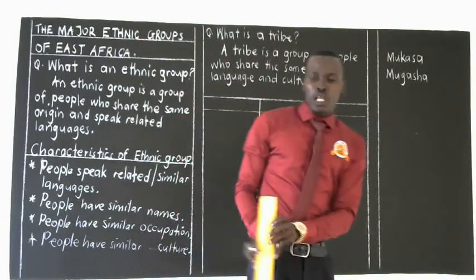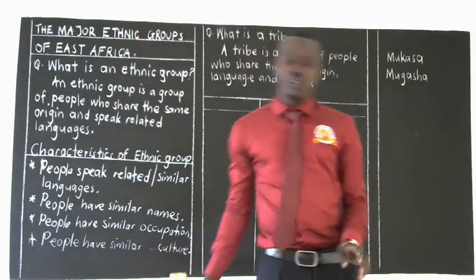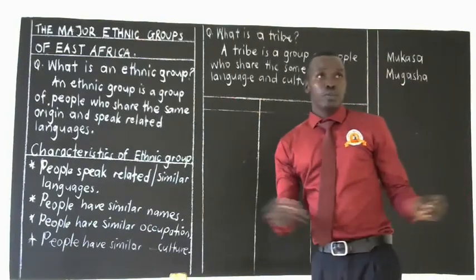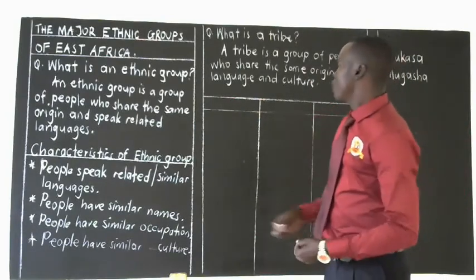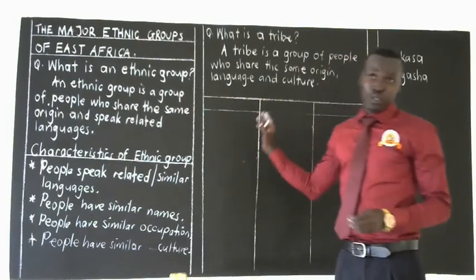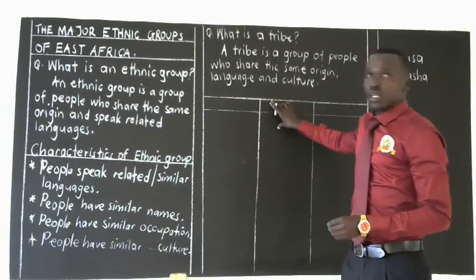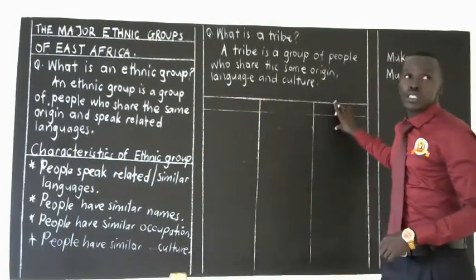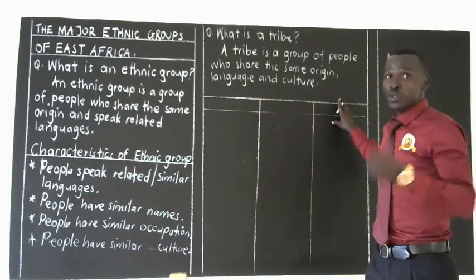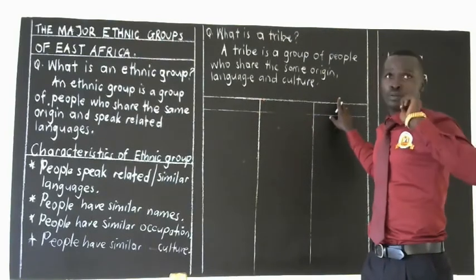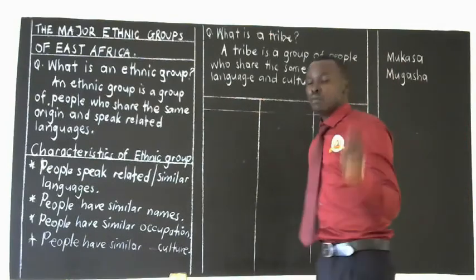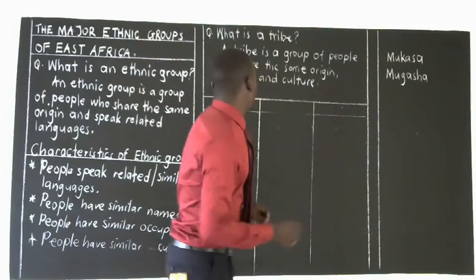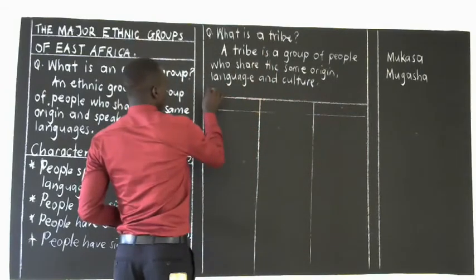Now, in East Africa, we shall look at six major ethnic groups who migrated into East Africa from different places. In this first column, we shall have the ethnic group. And in the middle column, we shall talk about where they came from. Then, in the last column, we shall fit in their traditional occupation, what they were doing before they came to East Africa. Some of them still practice those activities up to now.